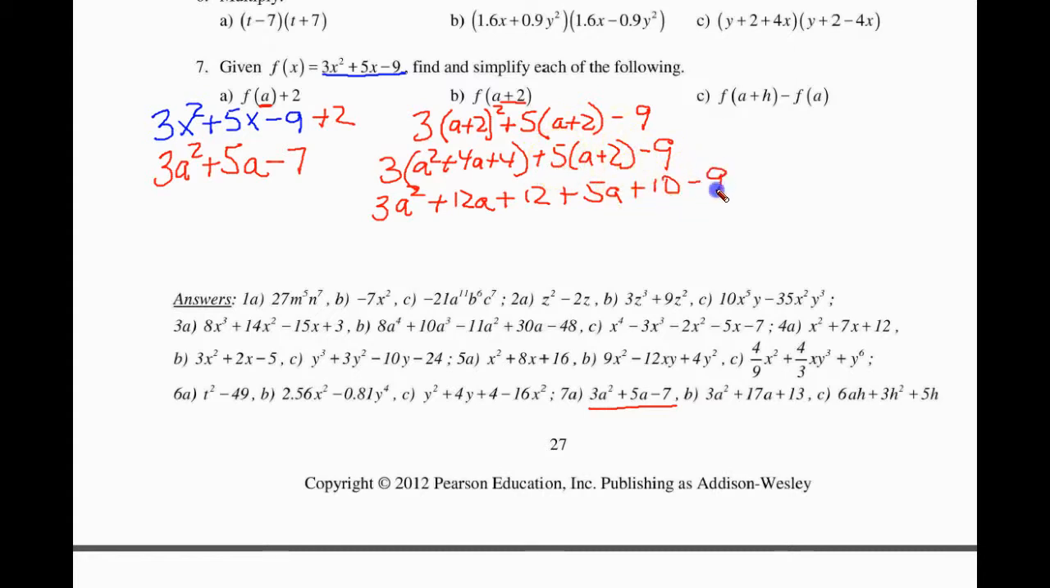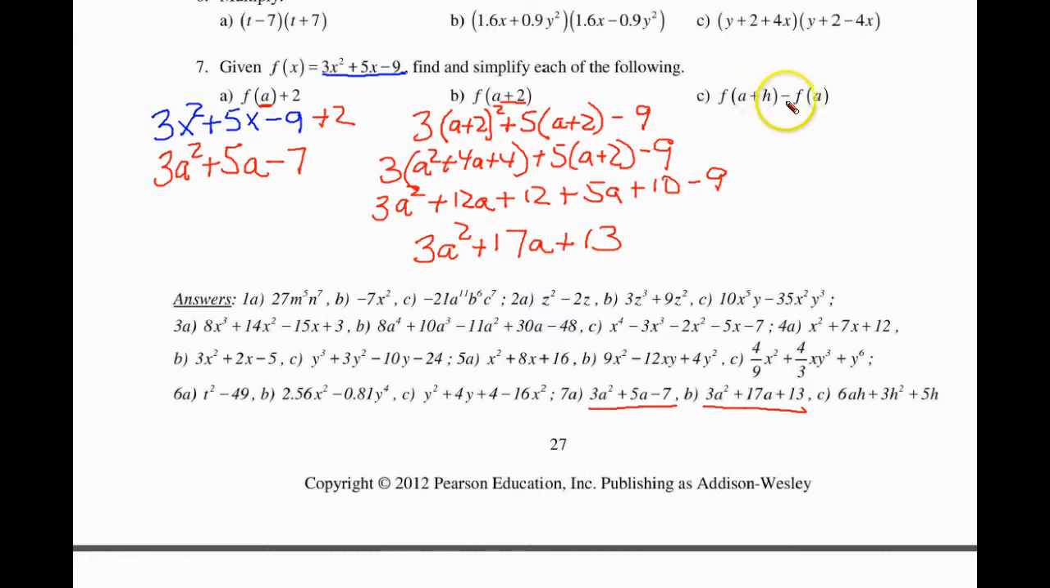minus 9. Now I group like terms. I have a 3a squared right there. I have a 12a and a 5a. That's going to give me a 17a. And then I have a 12 and a 10. I can do this subtraction here. I'm going to have a 1 left. So this is going to be 12 and 1 from this is going to be 13. So that was letter B, and that's what we have for B as well.